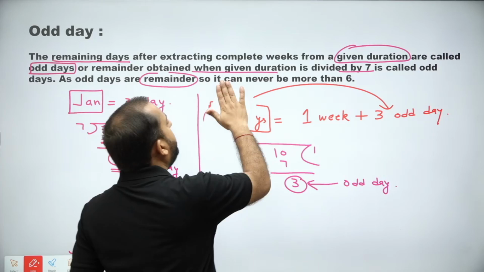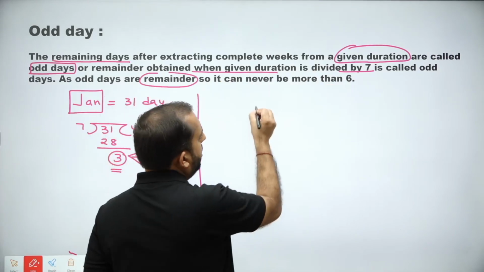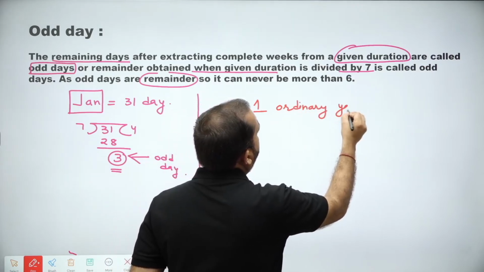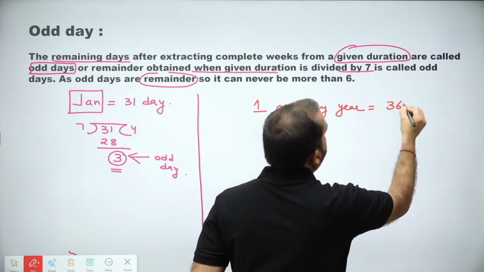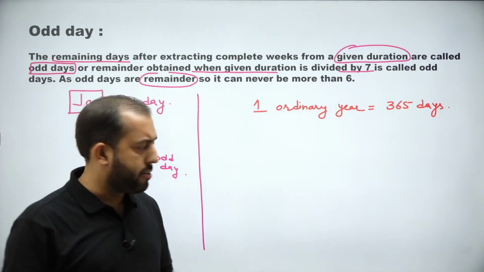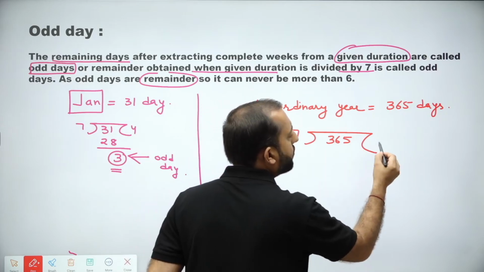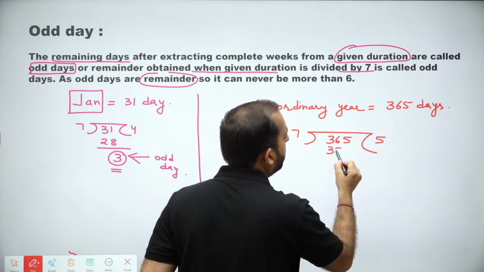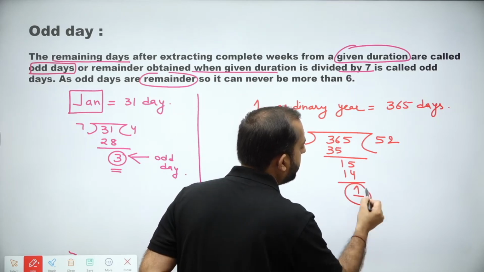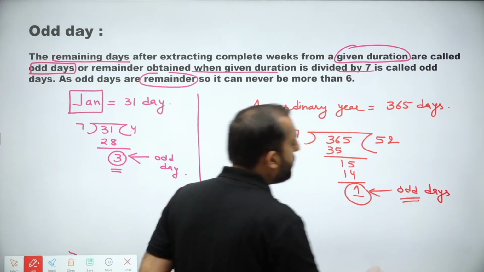Now suppose we want to talk about the number of odd days in an ordinary year. In an ordinary year, total number of days are 365. So the duration of an ordinary year is 365 days. So divide this 365 by 7. 7 5s are 35, 15, 7 2s are 14, 1 is the remainder. So I can say in an ordinary year, number of odd days are how many? 1.